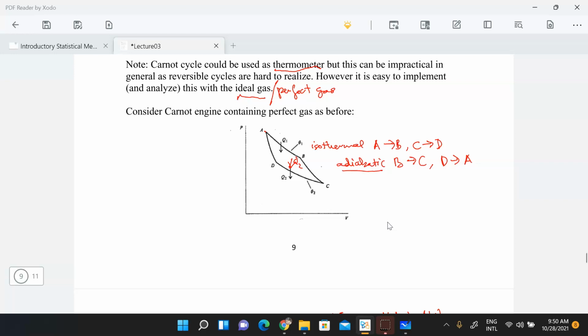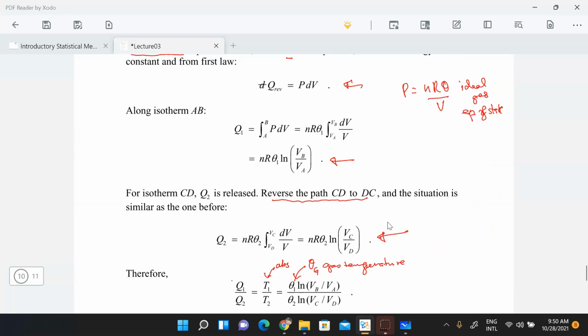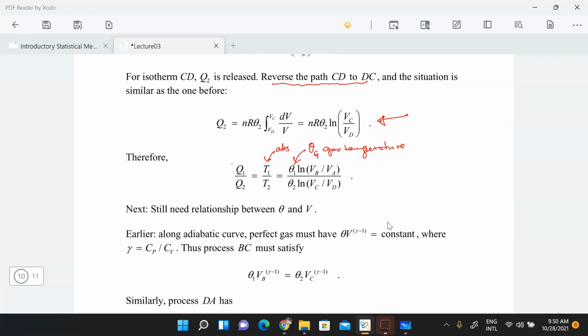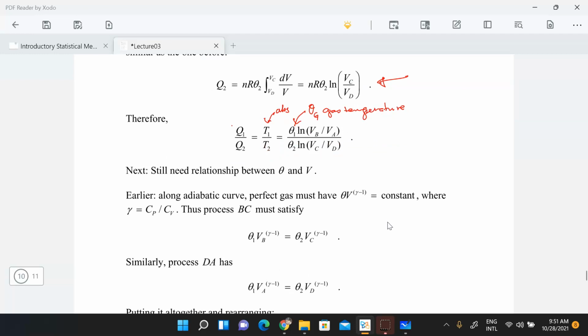Okay, so we can use the adiabatic process, and we have learned the adiabatic process before for the case of the perfect gas when we discussed heat capacities. So we know that a perfect gas or ideal gas will behave in such a way that theta, the gas temperature, multiplied by the volume of the gas to the power of gamma minus 1 will be constant. So you can look back, I think, at the second lecture, if I'm not mistaken.